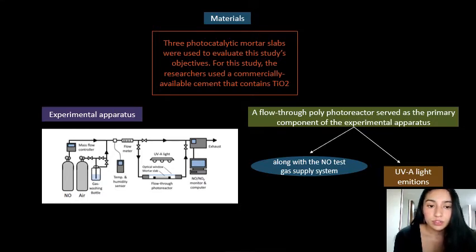The figure provides a schematic of the photoreactor along with the nitric oxide test gas supply system, UVA light source, and nitrogen oxides monitor.